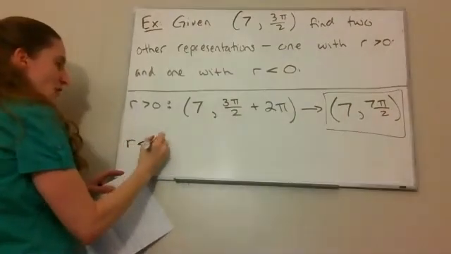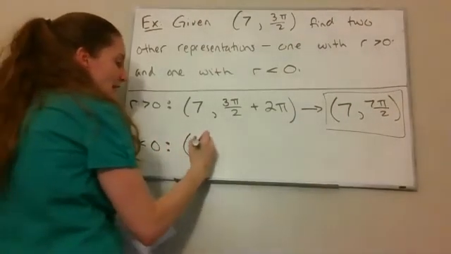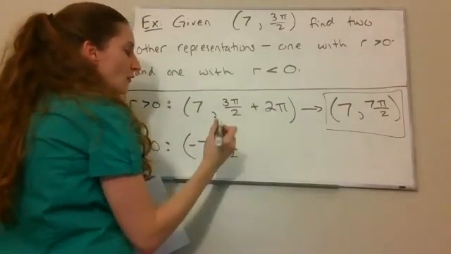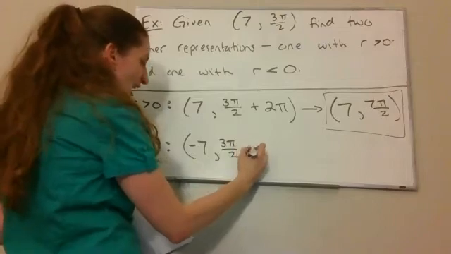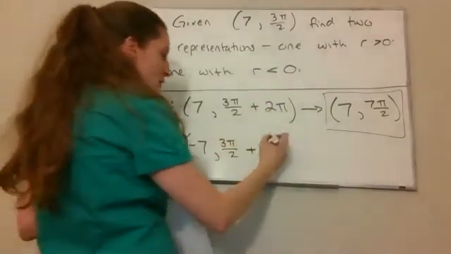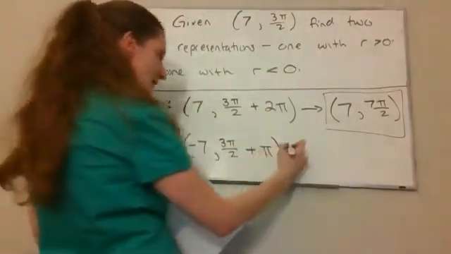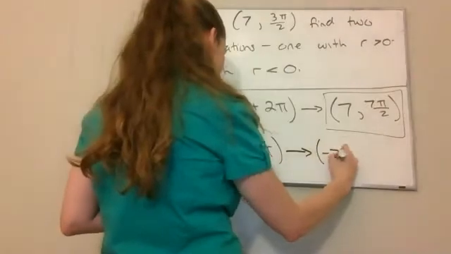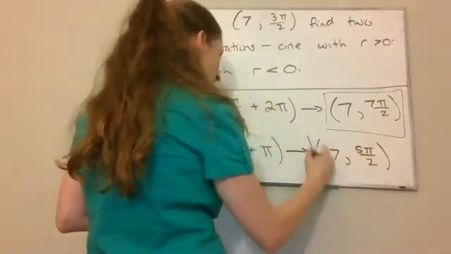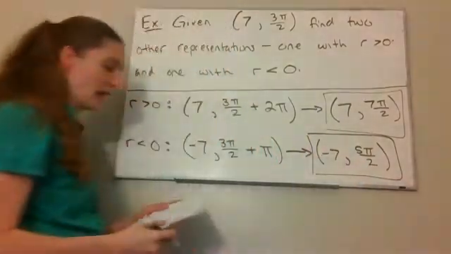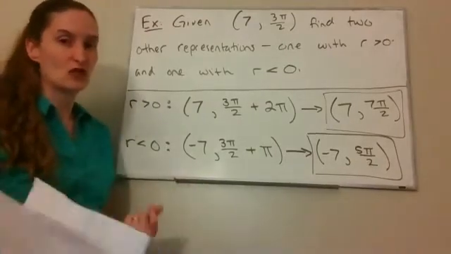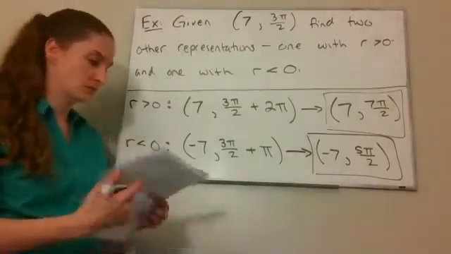A representation with a negative r, well, that would make this a negative 7. And I know from the definitions that I had just erased that I can get that by adding an odd multiple of pi to my angle. And the first odd multiple of pi I think of is pi. So I have (-7, 5π/2) as another representation of this exact same point. And again, there are other representations out there. These are just the 2 I happen to choose to use.